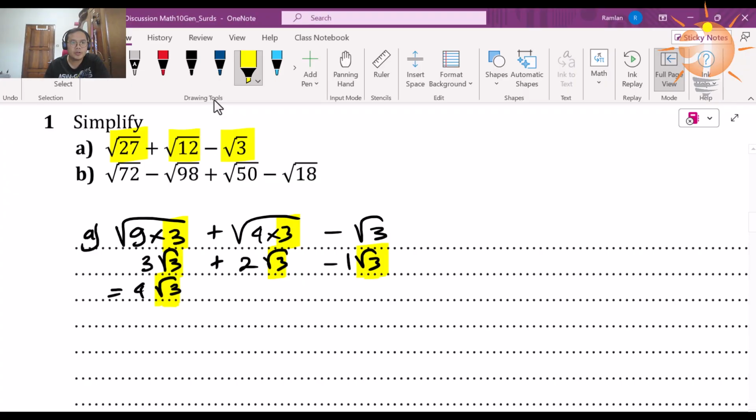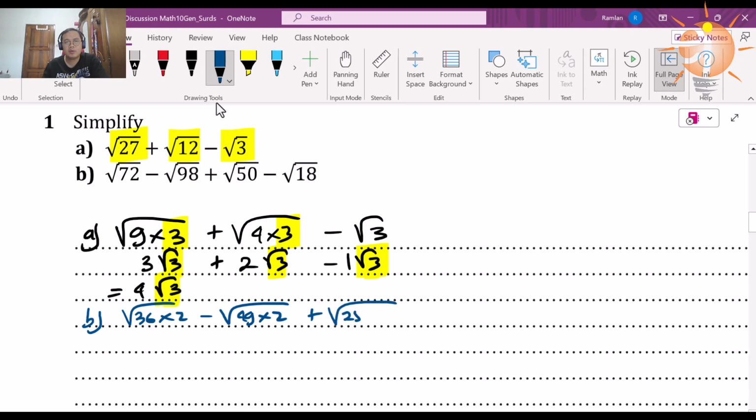Okay, for the second question, 1b is actually the same thing as before. So you can write this 72 as 36 times 2. The square root of 98 will be 49 times 2. And again, guys, when you pick this, just remember that at least one of them should be a perfect square. 36 is a perfect square. 49 is also a perfect square. And the same thing here, the perfect square that we're going to use is 25. That will be 25 times 2. And this one is going to be 9 times 2. And again, everything is multiplied by 2.